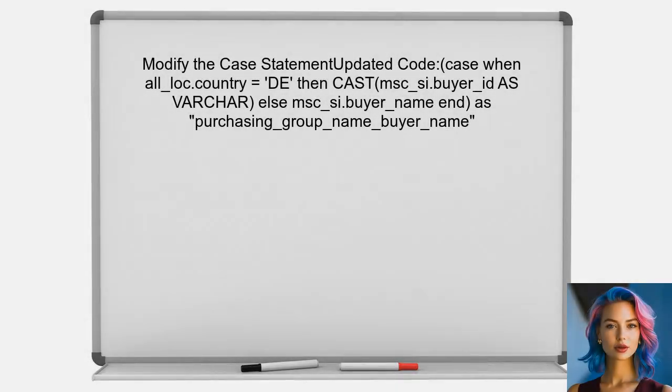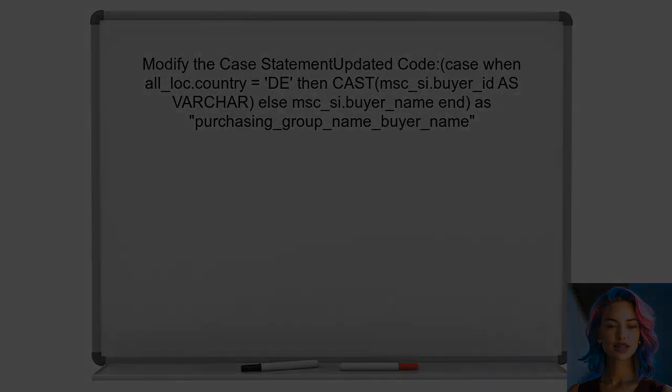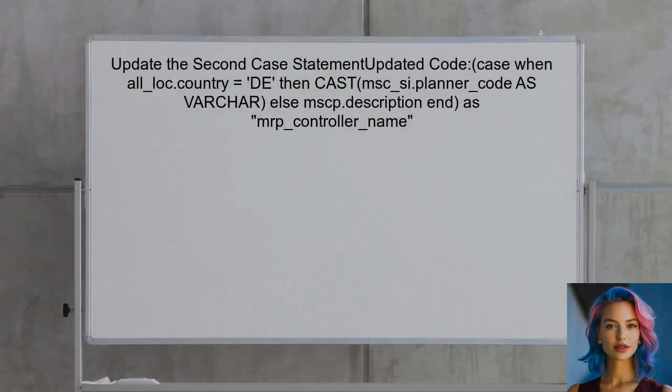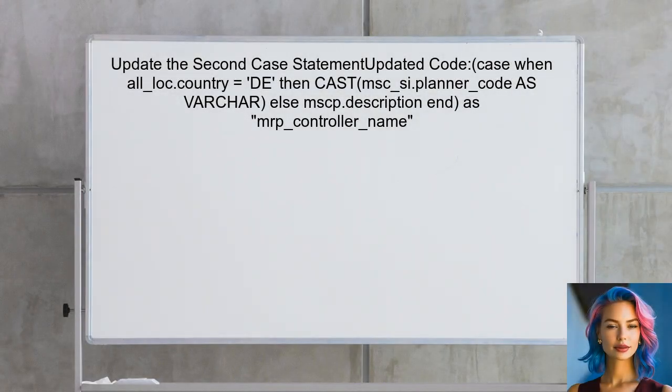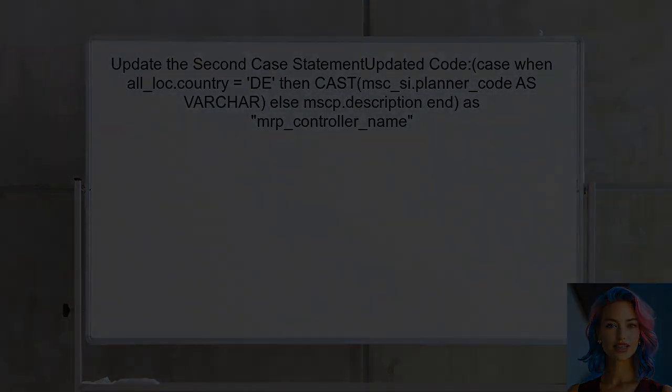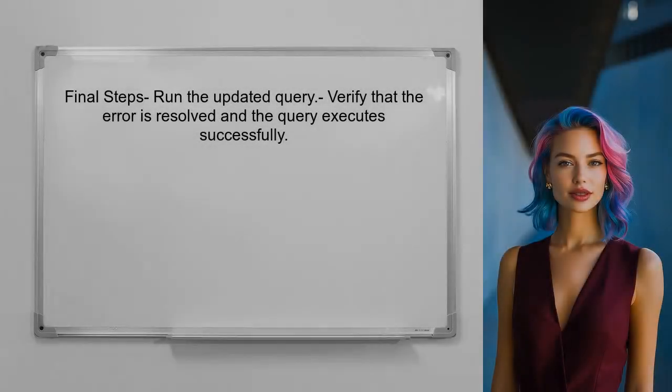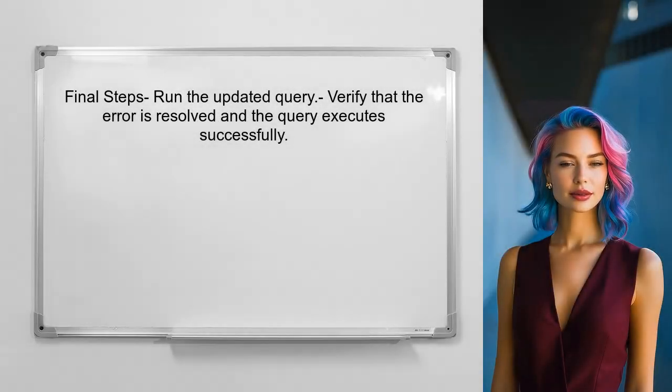The user should modify the first case statement to include the cast function. This will ensure that both outcomes are of the character varying type. Similarly, the user should apply the same logic to the second case statement. This will maintain consistency in data types across both statements. Finally, after making these changes, the user can run the query again. This should resolve the error and allow the query to execute successfully.